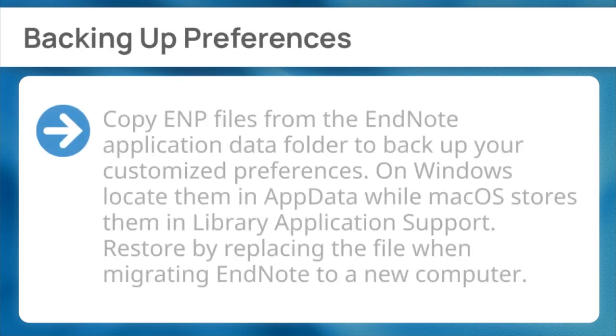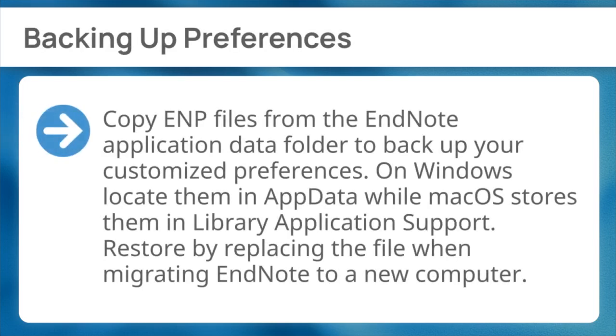Next, backing up preferences. Copy ENP files from the EndNote application data folder to back up your customized preferences. On Windows, locate them in AppData, while macOS stores them in Library Application Support. Restore by replacing the file when migrating EndNote to a new computer.